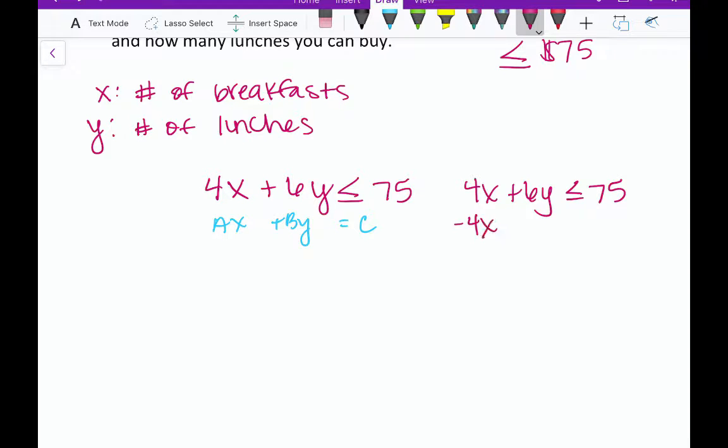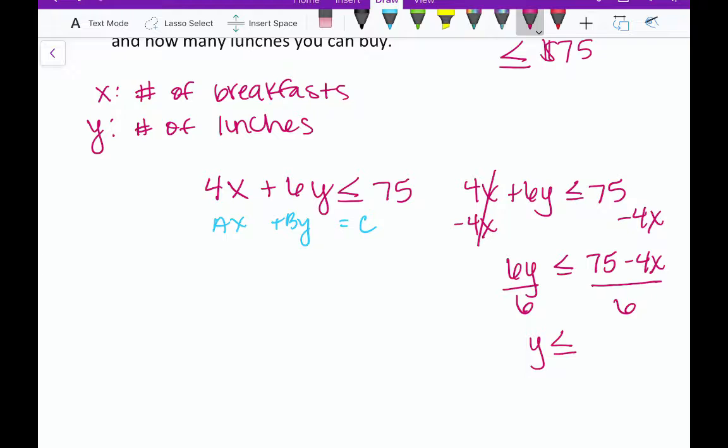So I'm going to subtract 4x on both sides. That leaves me with 6y is less than or equal to 75 minus 4x. I'm going to divide by 6. My inequality symbol does not change. I did not divide by a negative. And then I have 75 divided by 6, which I could just leave as 75 over 6. But also, it divides pretty well, and that is 12.5.